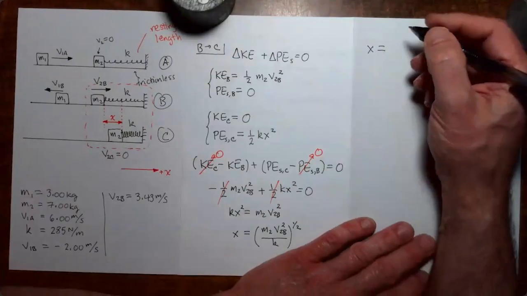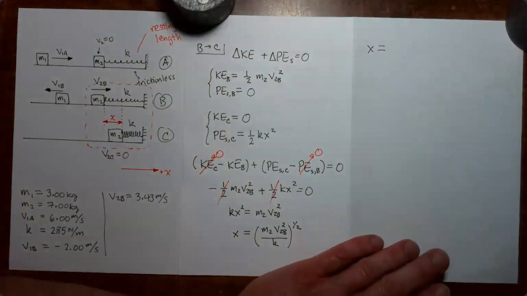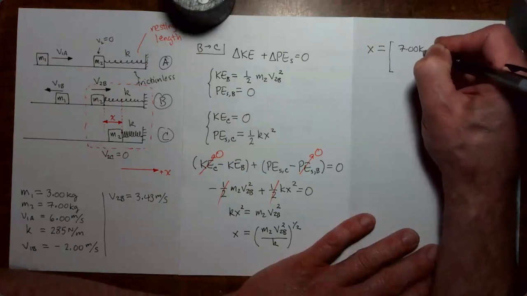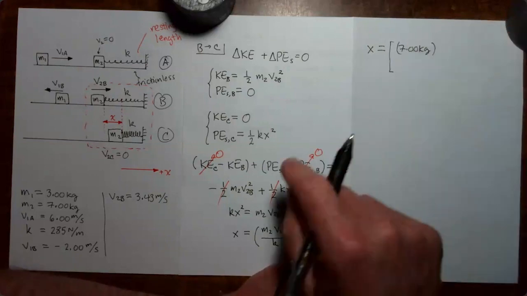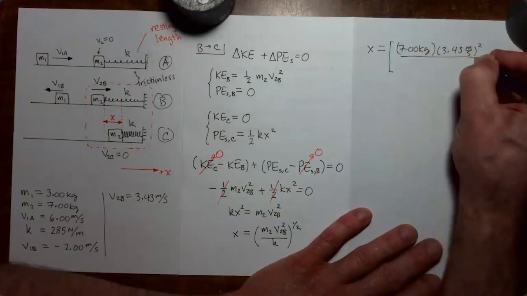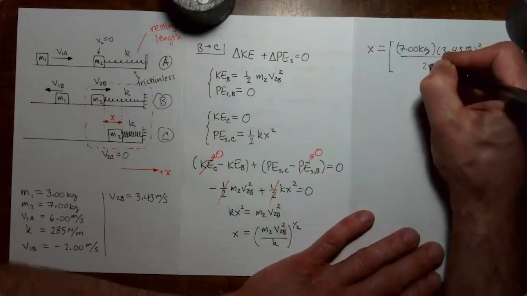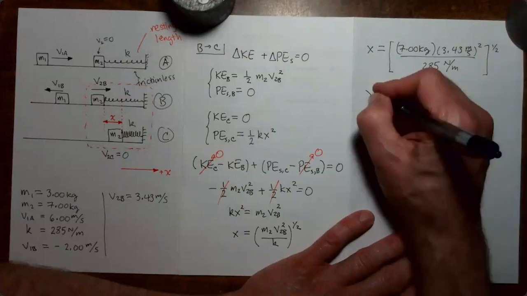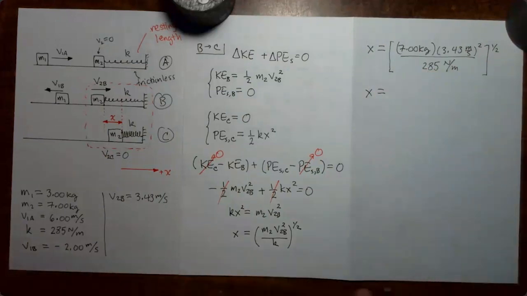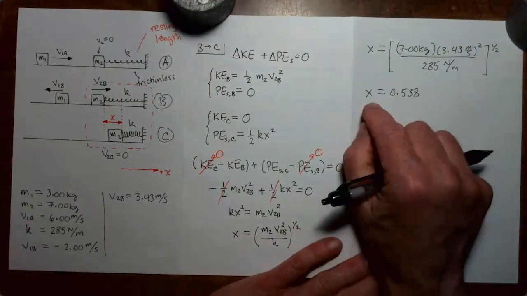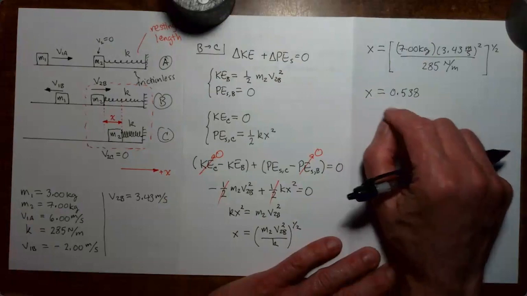Now we're going to do the substitution, and this will be an excellent opportunity to practice some unit checking as well. So m2, 7 kilograms. v2b was 3.43 meters per second, then squared, divided by k, 285 newtons per meter, then square root. Putting everything into my calculator, I got 0.538.